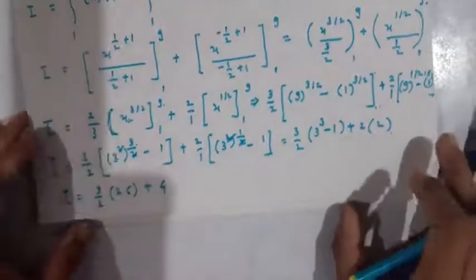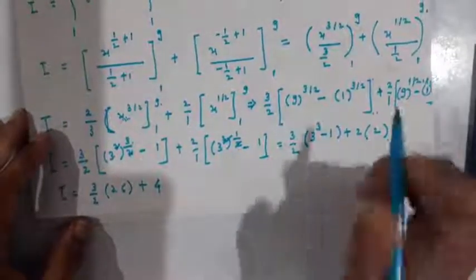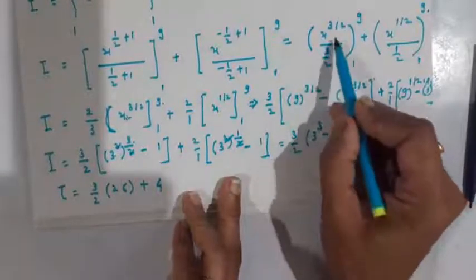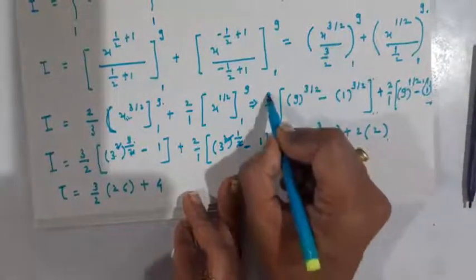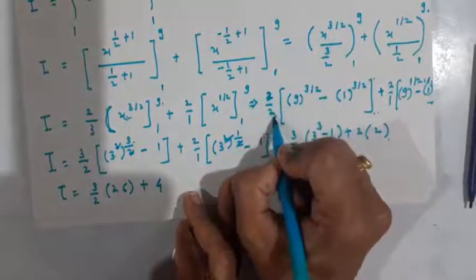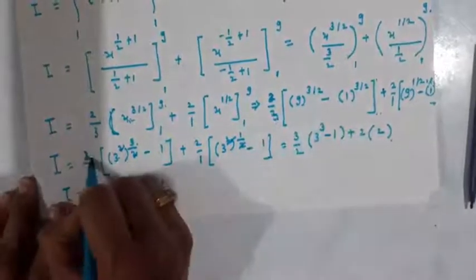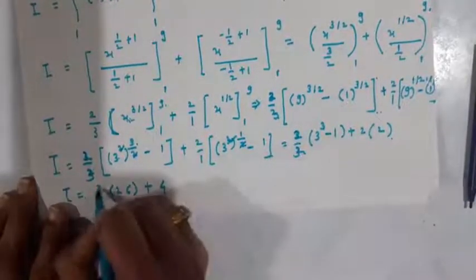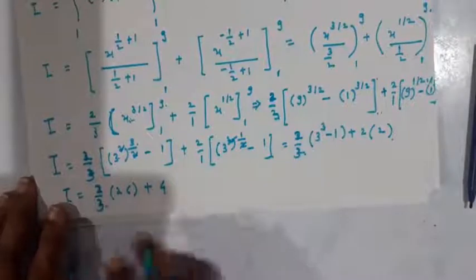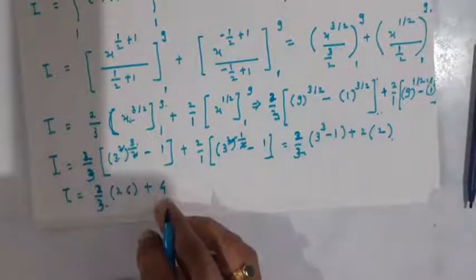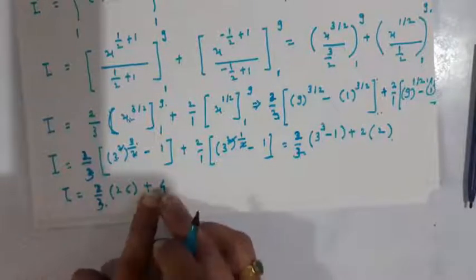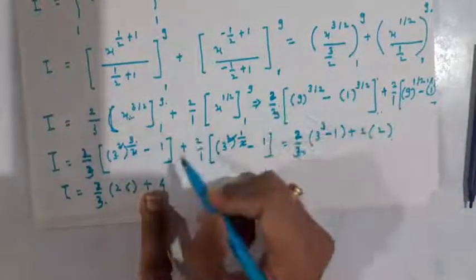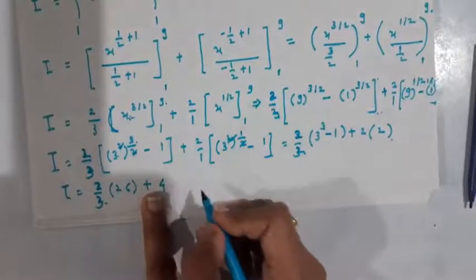And now this x raised to 3 by 2, see students, this is 2 by 3 everywhere. We have to correct this. This is 2 by 3. So 2 by 3 into 26 plus 4. Okay students, so please correct here. This is 2 by 3.